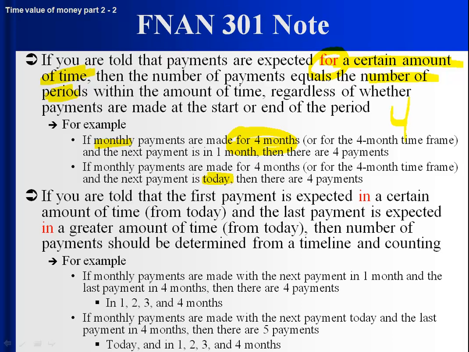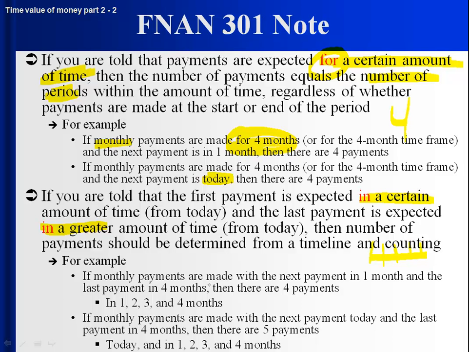Sometimes you're told when payments start and when they end. You're told the first payment is expected in a certain amount of time, and the last payment is expected in some greater amount of time. How do we get the number of payments in a case like this? My suggestion is to simply count. Put together a little timeline, notch out when they start and when they end, and count.